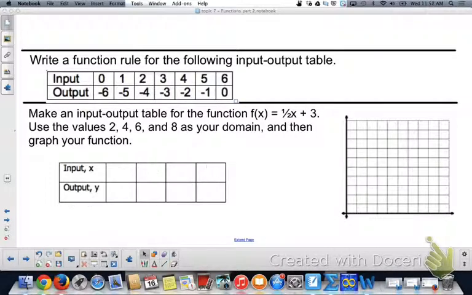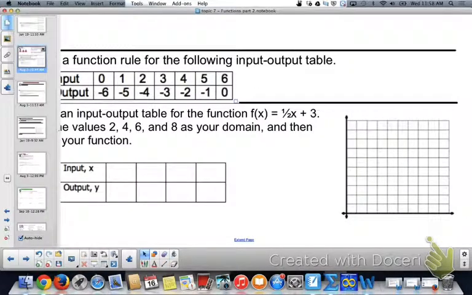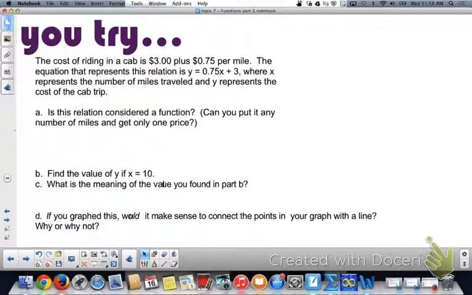Alright, next you have a second page of U-tries to look at. That is down here. Okay, the cost of riding in a cab is $3 plus 75 cents per mile. The equation that represents this relation is y equals 0.75x plus 3. X represents the number of miles traveled, and y represents the cost of the cab trip.